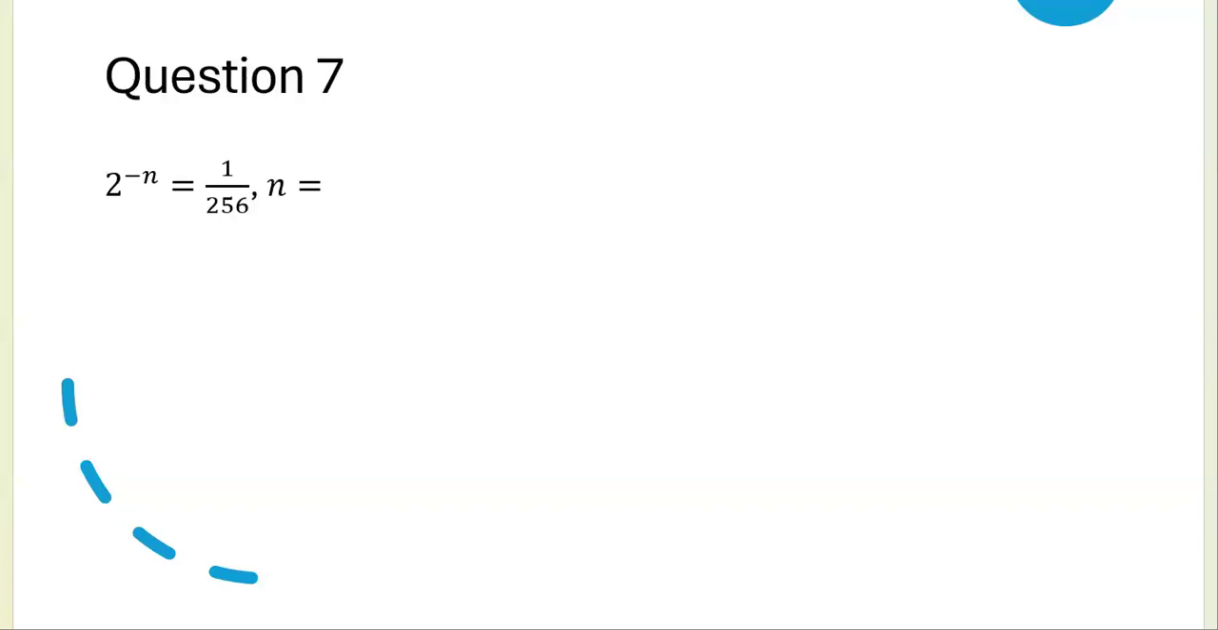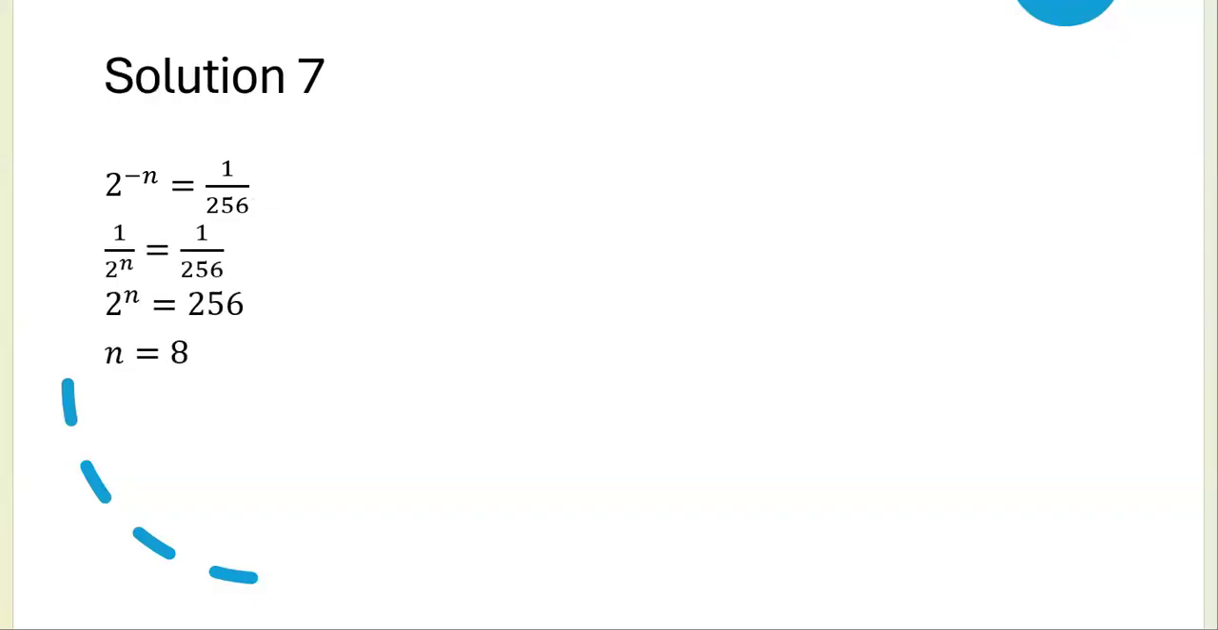7, 2 to the minus n is 1 over 256. What is n equal to? Again, you can just put this in your calculator if you really want to. Or you can solve it by hand, n is equal to 8. You can even do log base 2 of 256 is equal to 8.